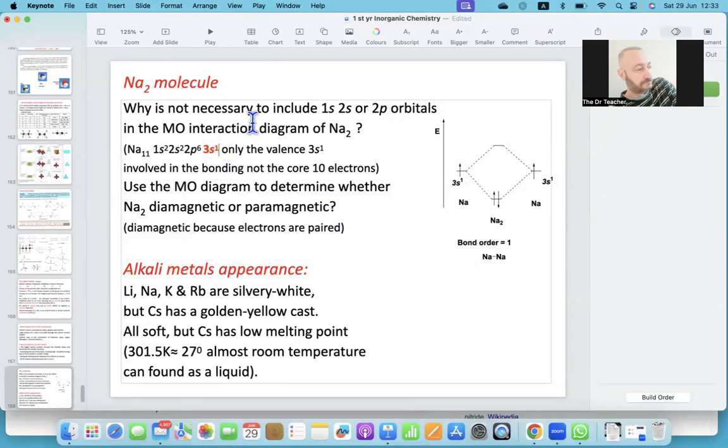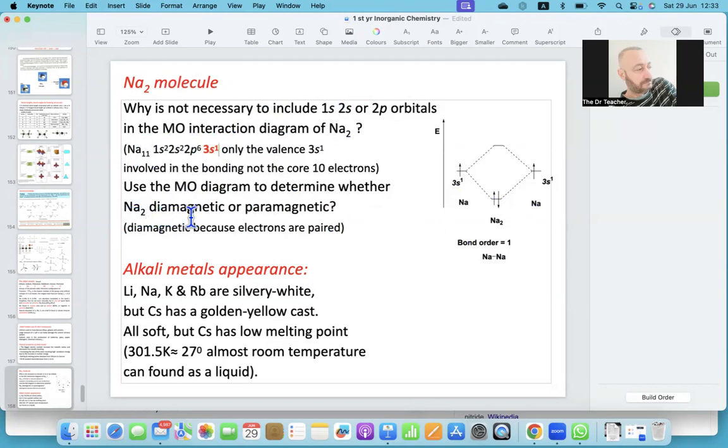So it's not necessary to include 1s2, 2s2, 2p orbitals in the molecular orbital interaction. There is no need. They are not involved. Only the ones involved in the reaction are this single electron from the one sodium and another single electron from the other sodium.